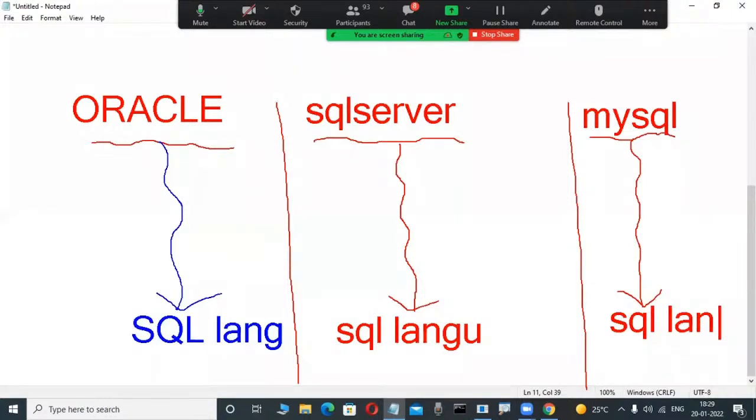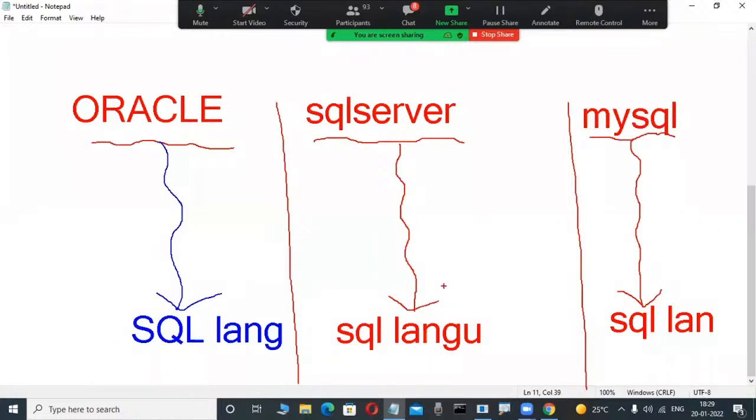Now what is my doubt? So many people attending this demo class have this doubt: are these SQL languages the same or different? Whenever you work on an Oracle database product, or your friend works on a SQL Server product, or your other friend works on a MySQL database product, all of you use the SQL language. But are these SQL languages the same or different? Only one answer is correct.